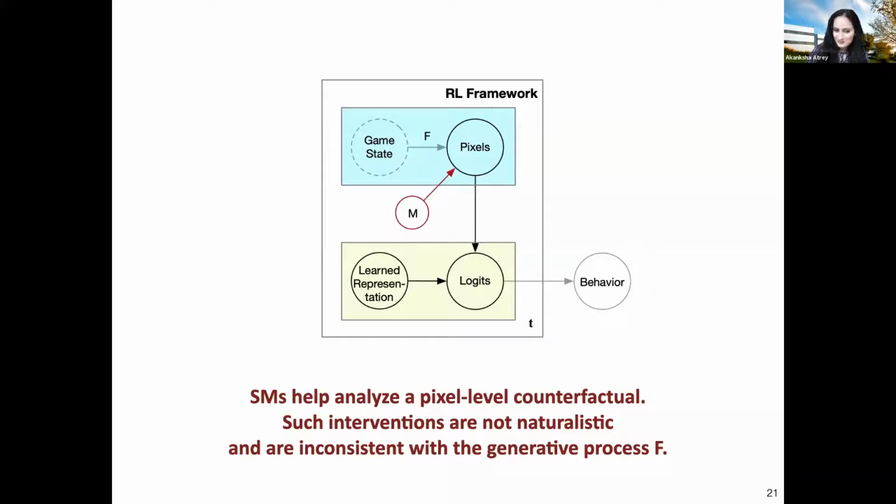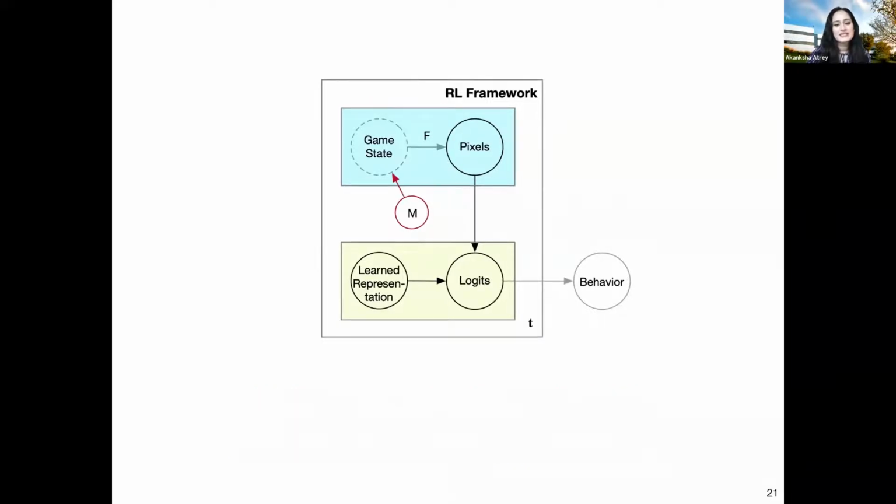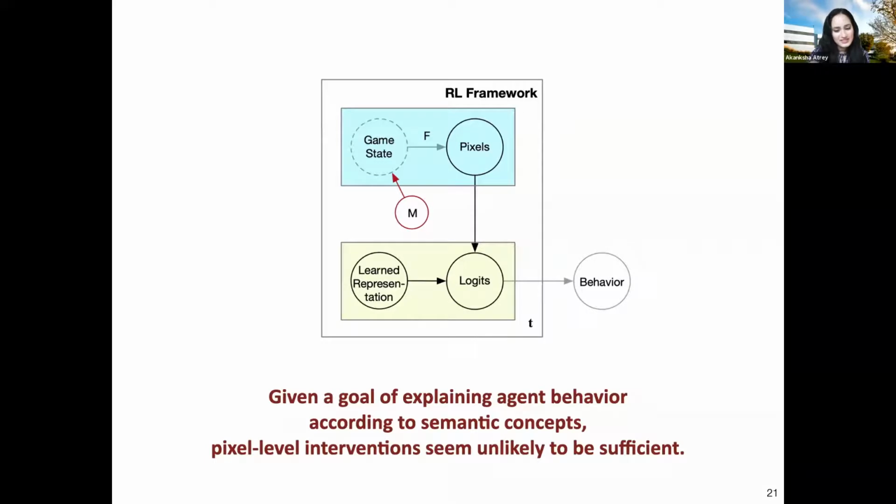Now that's not a problem. The problem is that researchers are making claims that correspond directly to game state. So humans make semantic concept level claims about agent behavior, and saliency maps are only doing pixel level interventions. In that case, pixel level interventions are unlikely to be sufficient to explain these semantic concepts.